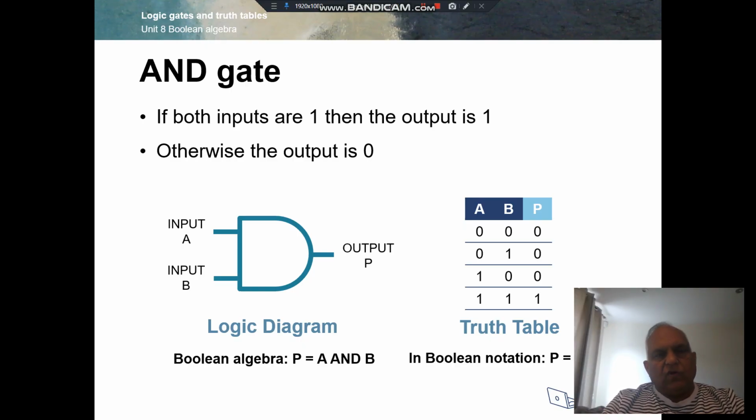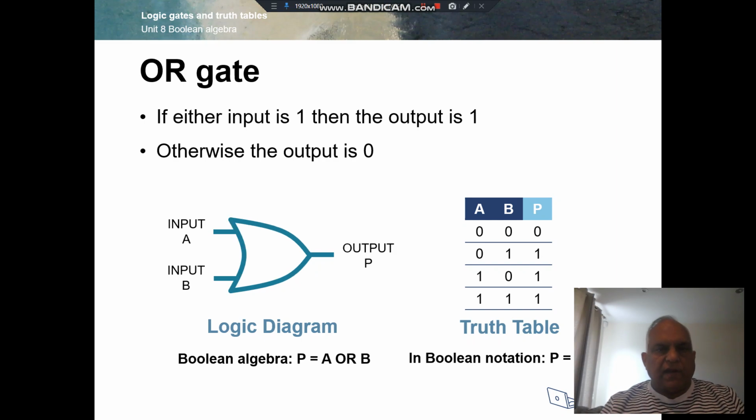Means if this is 0, 1, 0, 1, 0, 0, 0, 0, 0, and if these two are 1, then it's 1. Means if two inputs are on, then you can get an on output in this gate. Okay, got it? Here's the truth table. A0, B0, output 0. A0, B1, output 0. A1, B0, output 0. If both A and B are 1, then the output will be 1. And we will write it like this, these formulas. And this is the diagram, and this is the truth table.